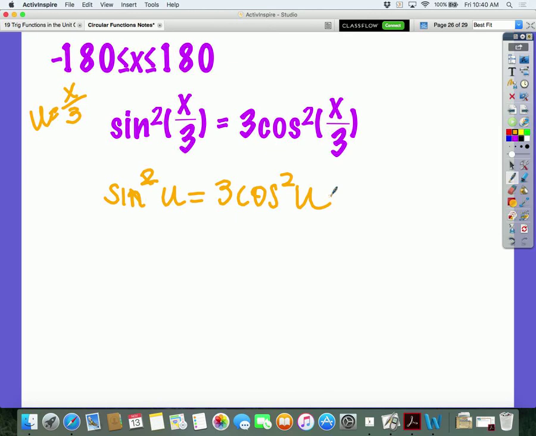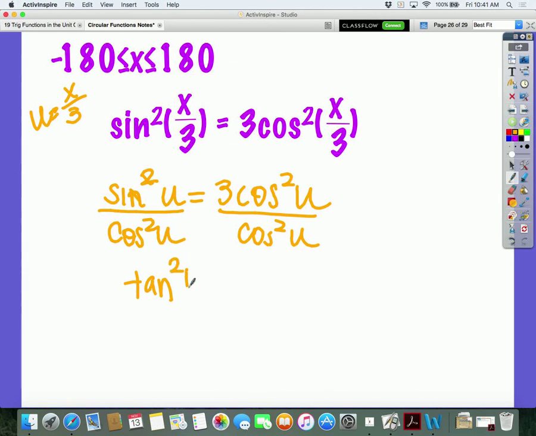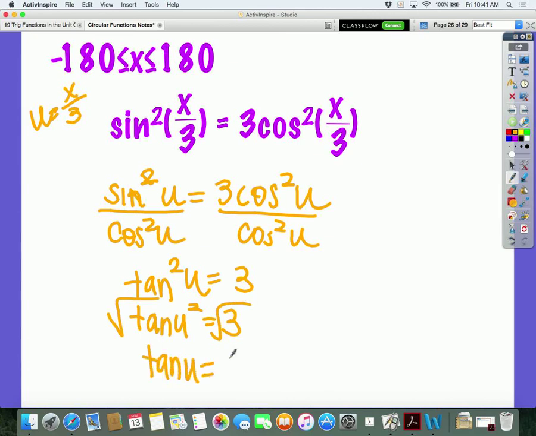Now, to solve this problem, I'm going to divide both sides by cosine squared u. And the reason why I want to do that is because we recall sine over cosine is tangent. So if I divide a sine squared u by a cosine squared u, I'm going to get a tangent squared u, which equals 3. And if you recall, the square can be either in between the trig function and the variable or on the outside. And by doing that, we can take the square root of both sides to get plus or minus the square root of 3.